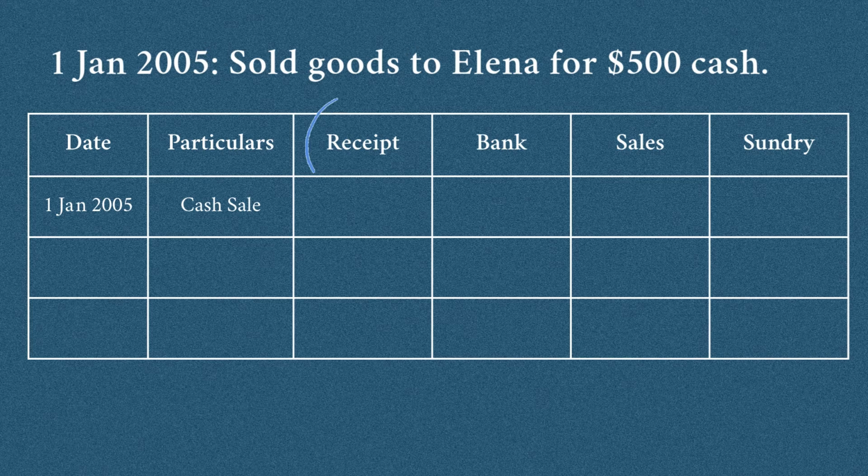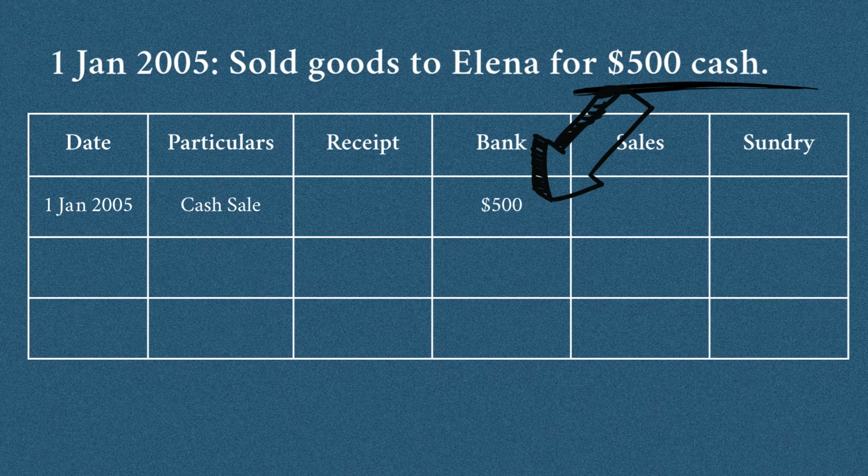The receipts column keeps records of 2 or more transactions happening on the same date. Otherwise, if a business only made one receipt throughout the day, then the amount goes under the bank column. For instance, because there was only one transaction taking place on the 1st of January, then the amount received from Elena, which is $500, should be recorded under the bank column, not under the receipts column. Next, the same amount should also be recorded under the sales column, which again tells where cash was received from.